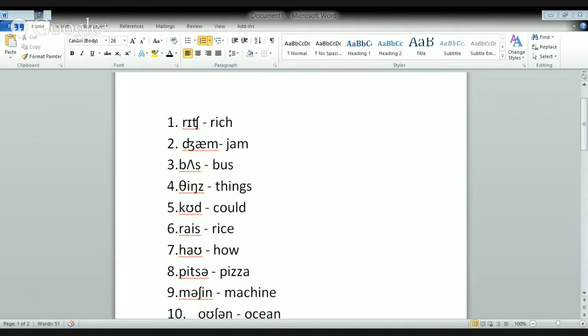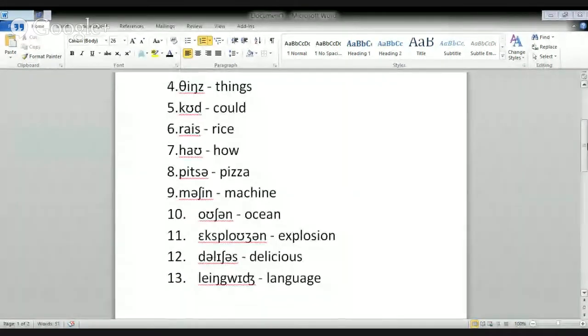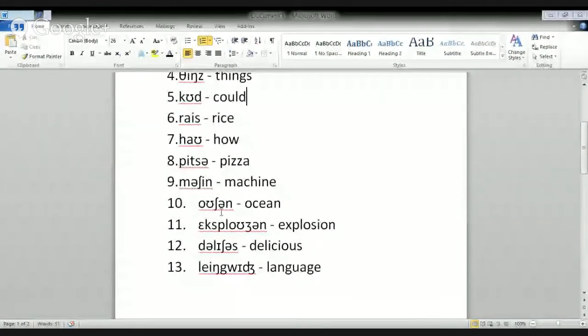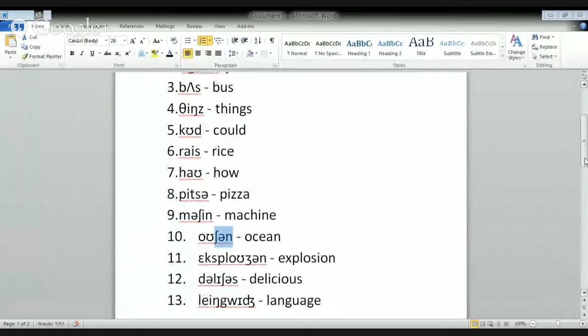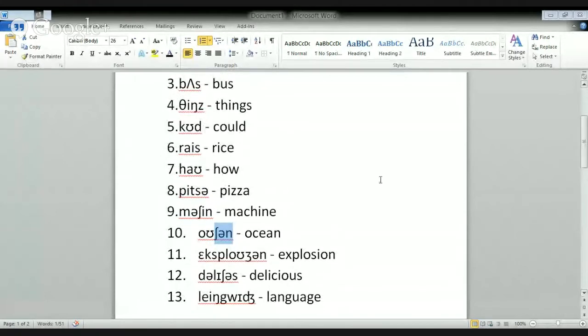Jack, yes. I'm confused in number 10. A number 10? Yes, ocean. Is it the first word? No, the second word. What is this part? Second. O and this like oo. So these two sounds together make O. This single O actually makes more of an aw sound.